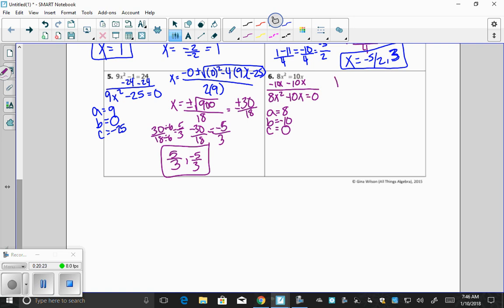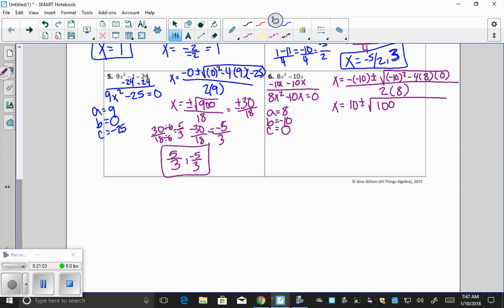Plug it into your formula, and you're going to get x equals the opposite of B plus or minus the square root of B squared minus 4 times A times C, all over 2A. Simplify. A negative and a negative become a positive 10, plus or minus negative 10 squared is 100.